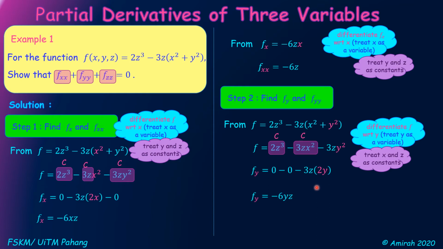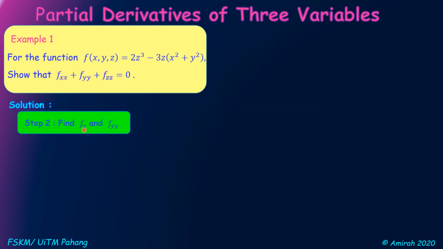And after that, we simplify. So we get fy equals negative 6yz. So this is fy. We are done finding fy from the previous slide. We are still under step 2.